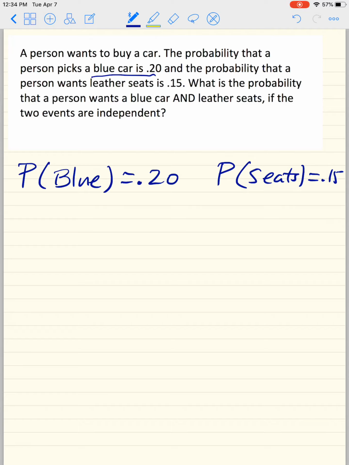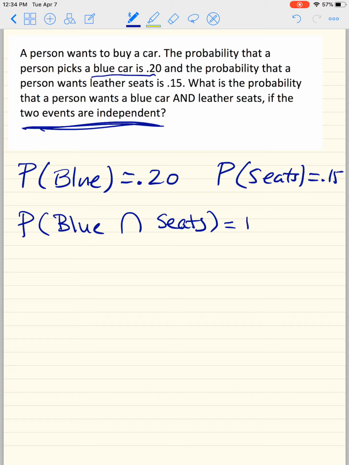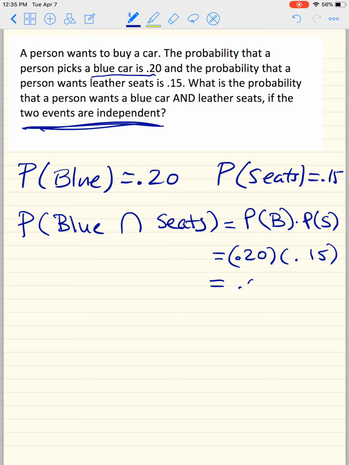So what we're going to do in this case here is write just like this in notation, blue and seats. And because we know they're independent, that's blue times seats. Well, that's going to be 0.20 times 0.15, and that should be 0.03. Just use your calculator and make sure that you're careful with the decimals.